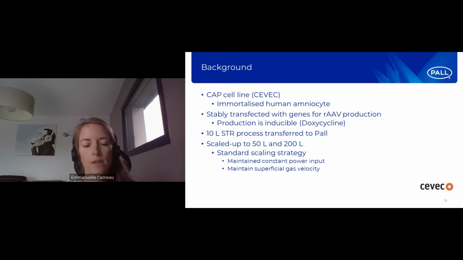The customer transferred us a 10-liter STR process, and the goal was for us to scale up this process to 50 and 200-liter bioreactors. And the scaling strategy applied was our standard one, which is maintaining constant power input and maintaining superficial gas velocity.